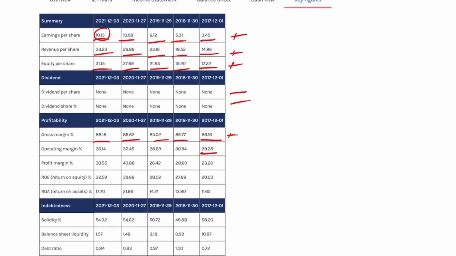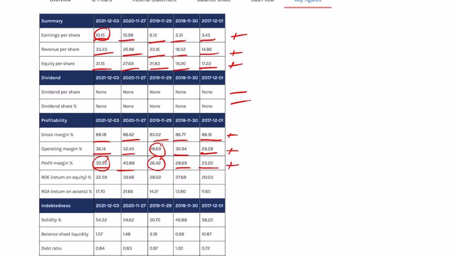So that is a plus. Operating margin went from 29% up to 36%, and these numbers have been improving. We fell off a bit in 2019, but overall trend is positive. I like it. Profit margin went from 23% up to 30.5%, and these numbers have been improving. We fell off a bit in 2019, but overall trend is positive. Fell off again in 2021, but as I said, it is moving in the right direction.